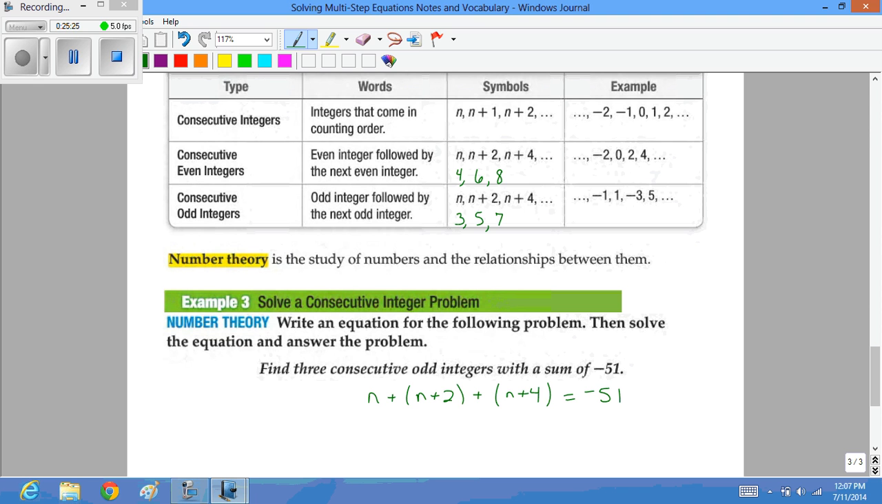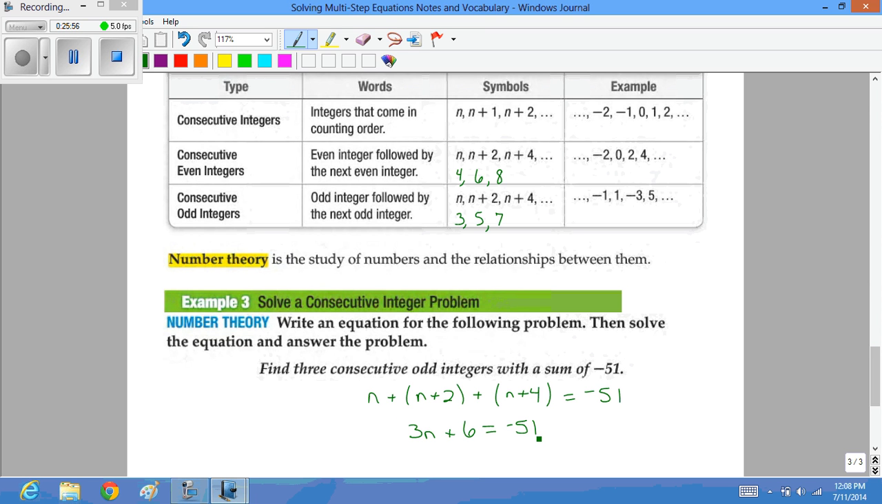Okay, so there's my equation. Three numbers. They're odd integers. That's why I'm adding 2 and 4 to it. And I know that those added together give me negative 51. Now I'm going to have to go ahead and solve this equation. So look at this. I have 1, 2, 3 n's. So I have 3 n's together, and I'm going to add 6 to that. So I just simplified this by combining like terms.